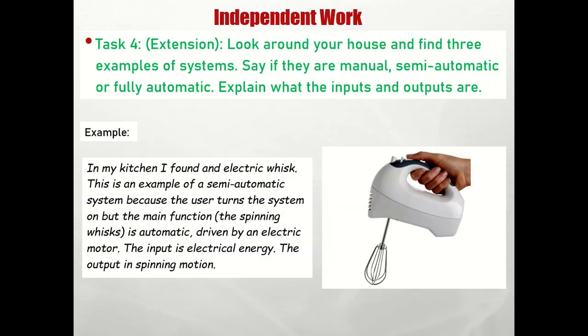Okay, so your final task, this is an extension. If you've not completed all the work in the hour, I want you to look around your house and find 3 examples of systems. Say if they are manual, semi-automatic or fully automatic, and explain what the inputs and outputs are. There's an example for you. Alright, good luck.